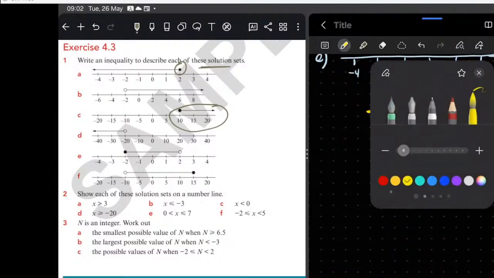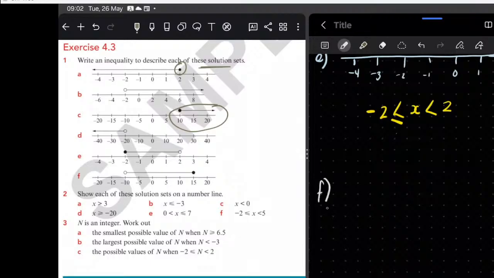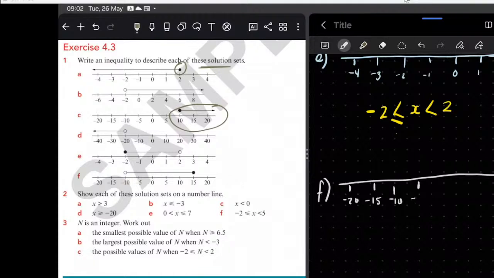Let's do part F. This type is easy. I don't want you to take time. Do it the way that I told you, okay? When there are 2 circles, just write it the exact way that I told you. -20, -50, -10, -5, 0, 5, 10, 50.